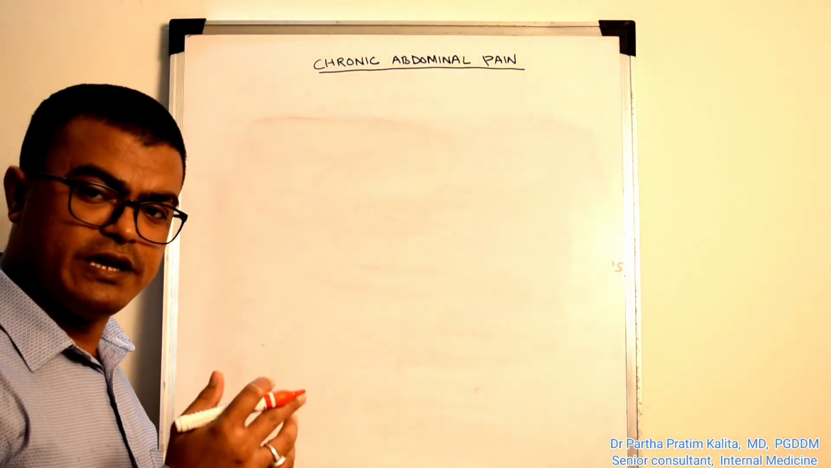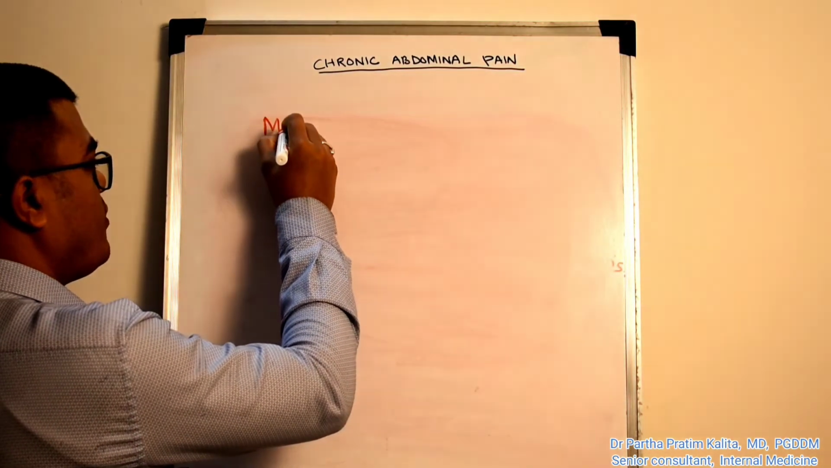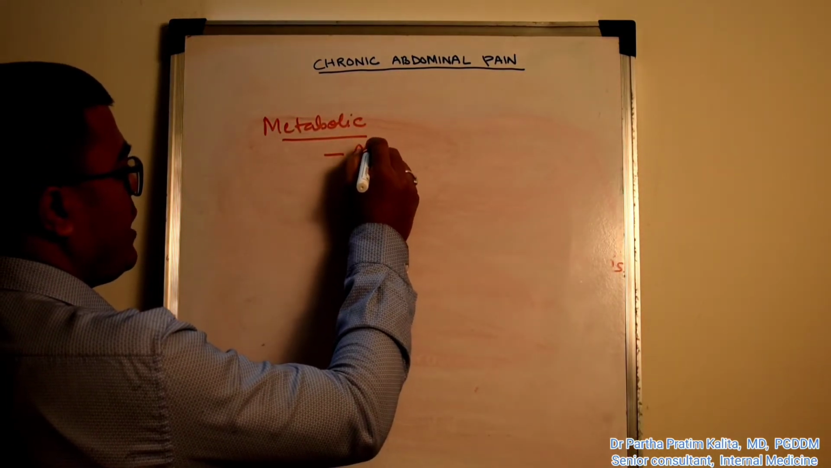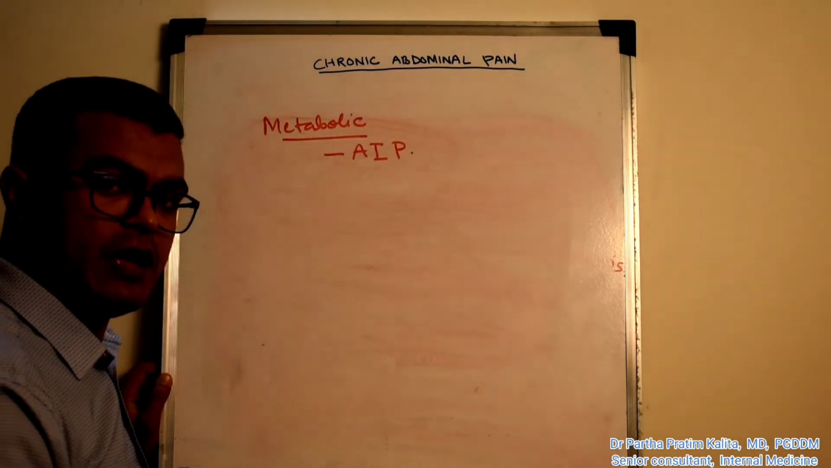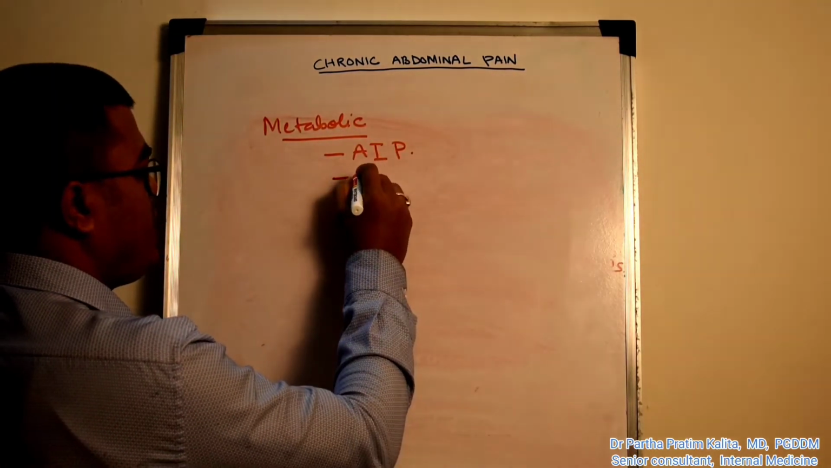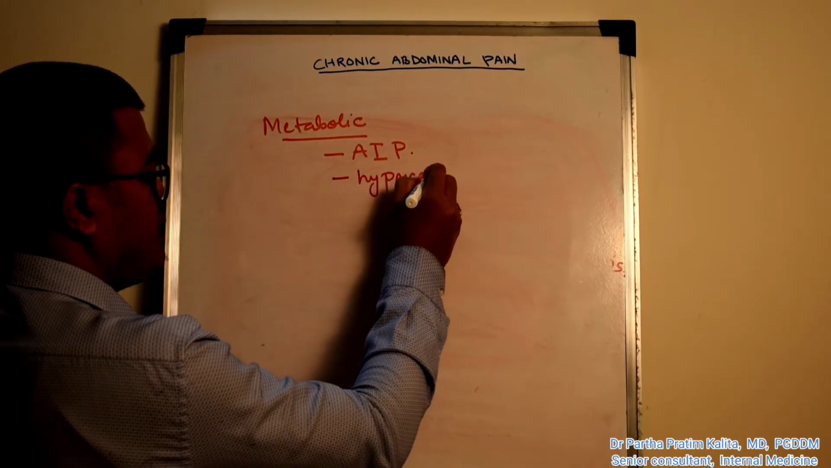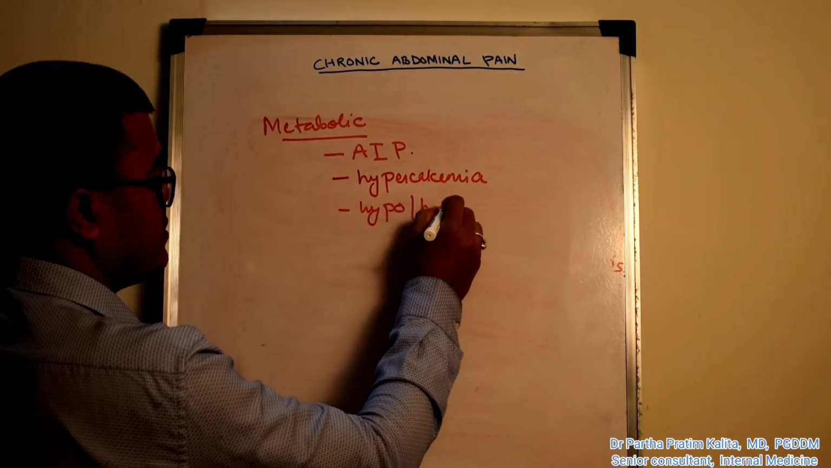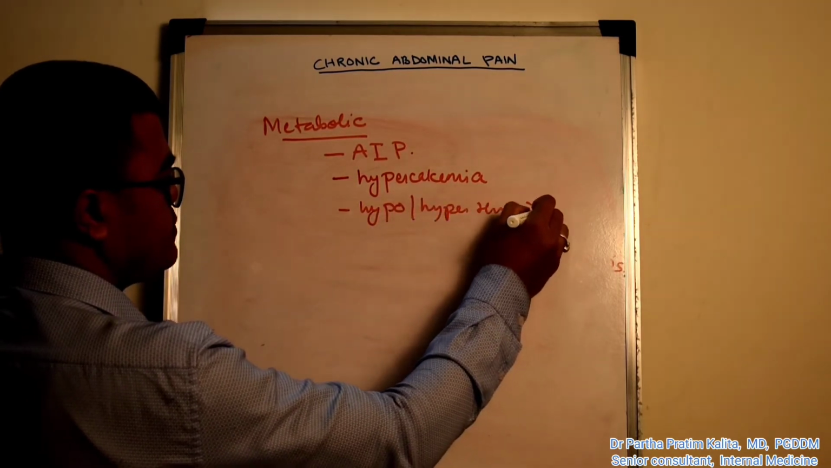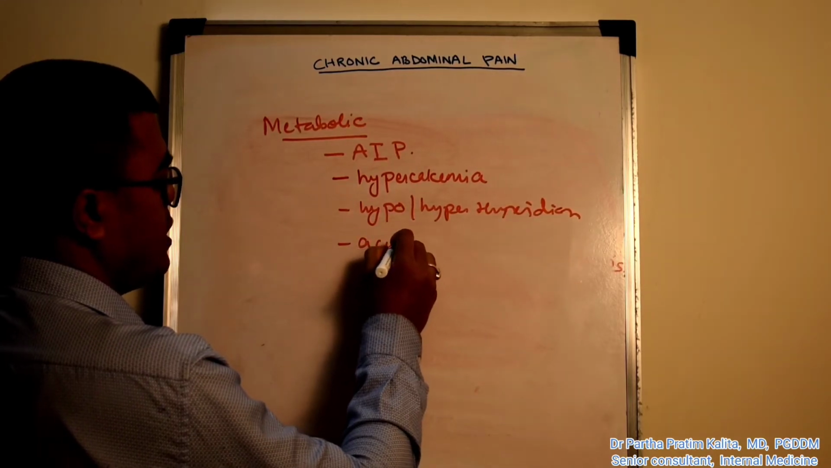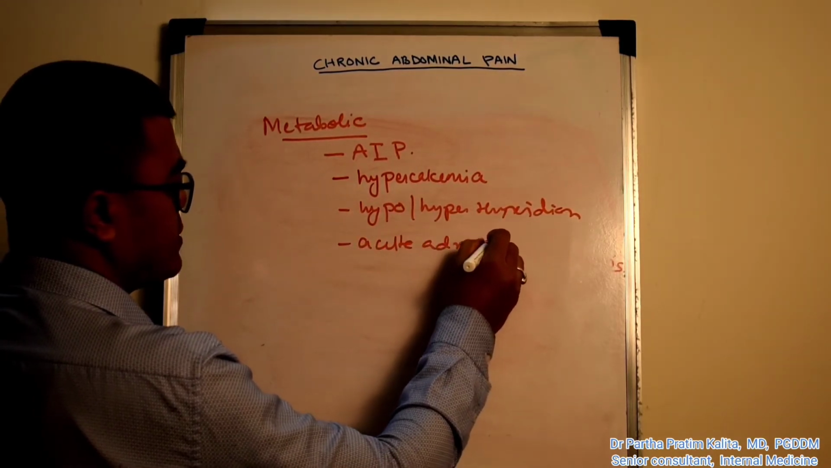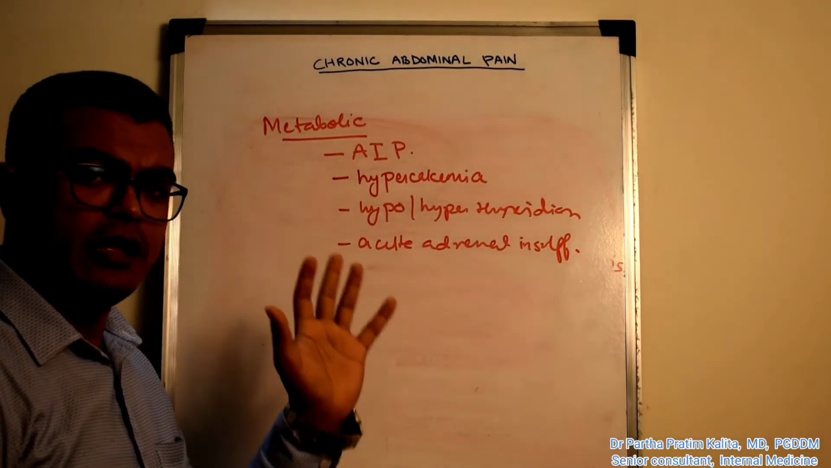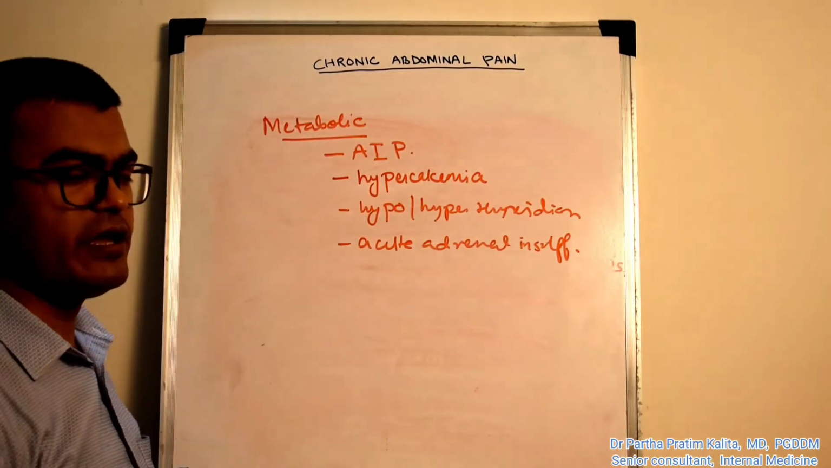Now, if the source is inapparent, then we also have to think of metabolic causes. Among the metabolic causes, the most common can be acute intermittent porphyria. Then chronic abdominal pain can also occur in hypercalcemia, in hypo or hyperthyroidism, and also in acute adrenal insufficiency. So these are the most common metabolic causes which can cause chronic abdominal pain.